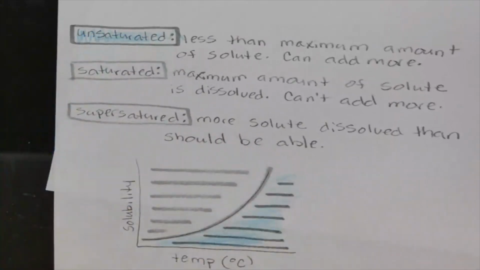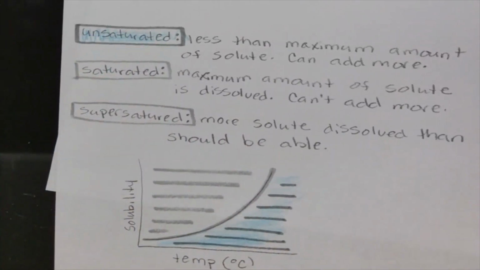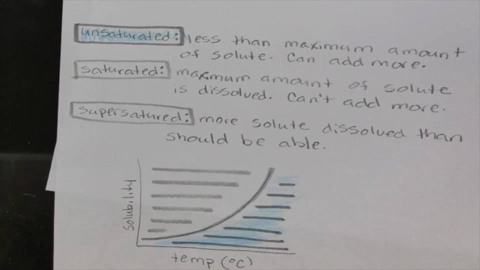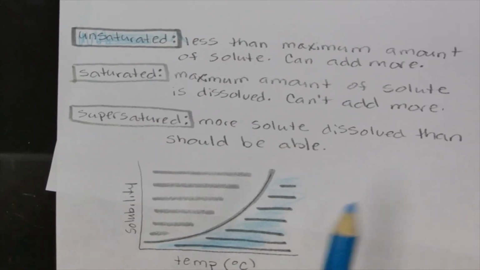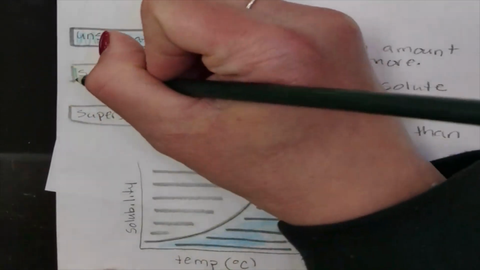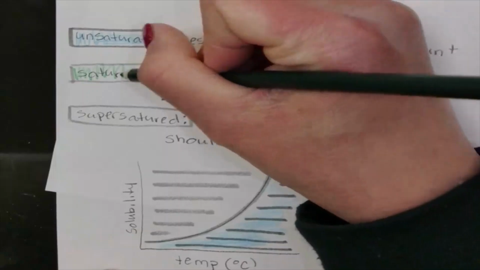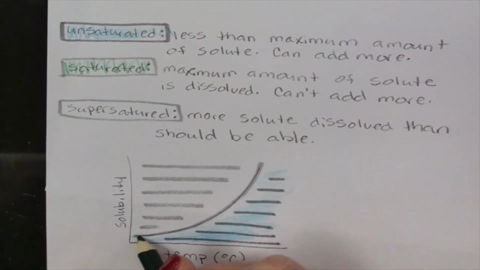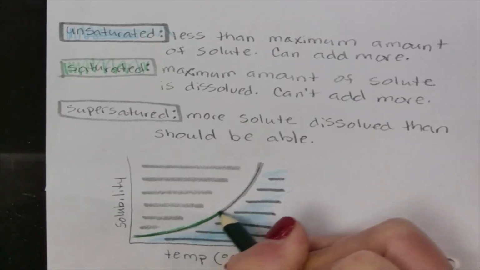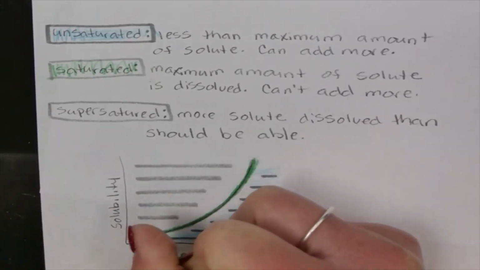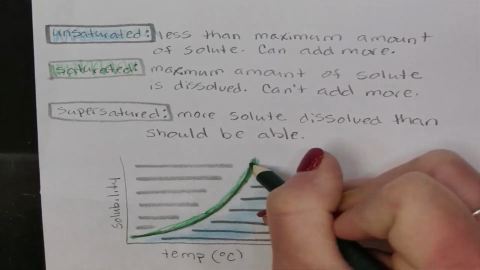Okay. A saturated solution is a solution where we have the maximum amount of solute that can be held. We cannot add any more. And let me make this green. So when we look at a solubility curve, the line itself is the point of saturation, where we say a solution is saturated.